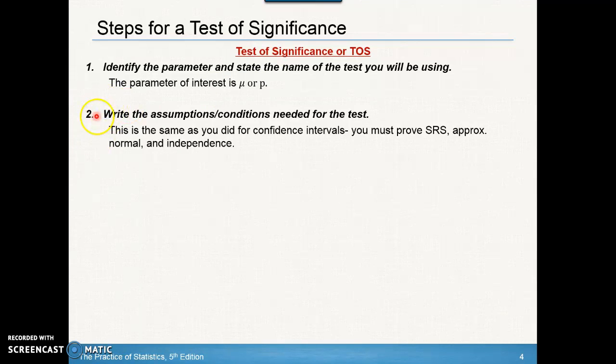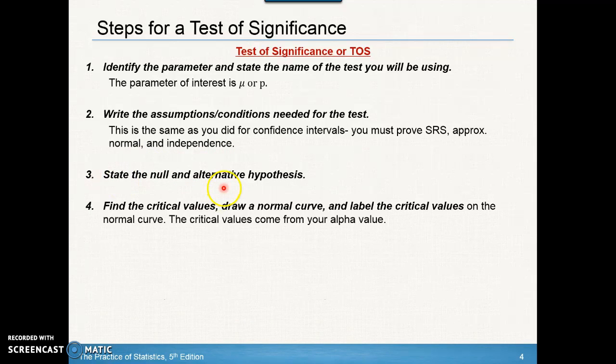You're going to write the assumptions and conditions. So it's the same thing you did for confidence intervals. The assumptions and conditions are making sure we have a simple random sample that allows us to make inferences to the larger population, that it's approximately normal, and that it's independent so that we can use that standard deviation. We're going to state the null and alternative hypotheses. So what exactly are we testing? Make sure you define what p or mu is.